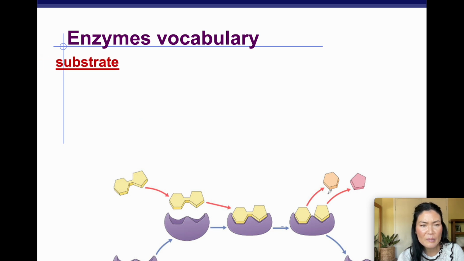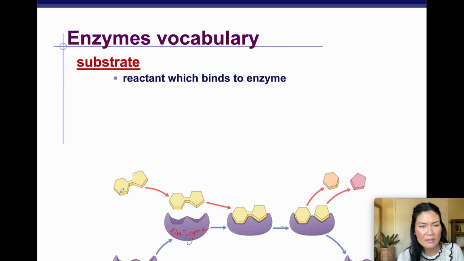So let's talk a little bit about enzyme structure and some enzyme vocabulary. This purple thing right here, this is an enzyme. It's a protein. It's a biological catalyst. And this is our reactant, or substrate, okay? Our reactant in the chemical reaction, or we call it a substrate. Reactant, substrate, same thing. Those words are interchangeable. They will fit into the enzyme's what we call the active site, okay?